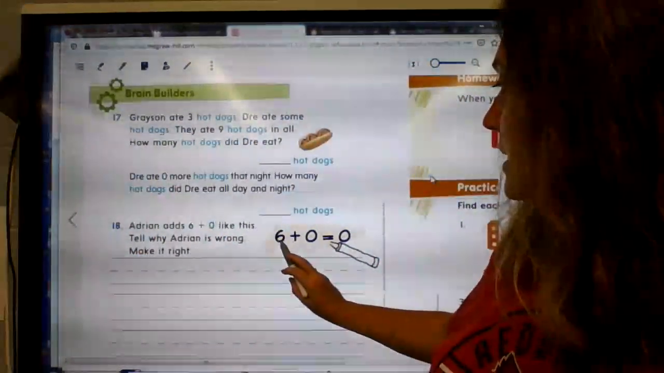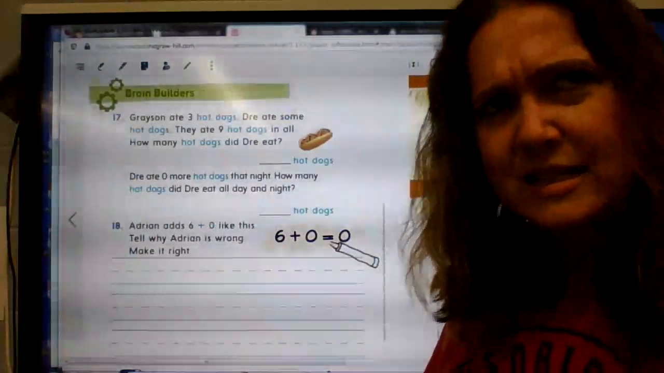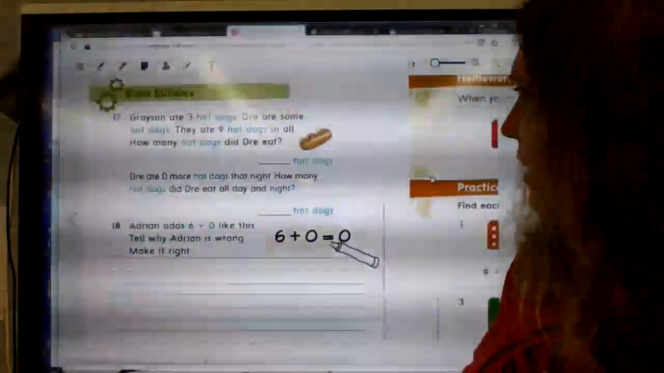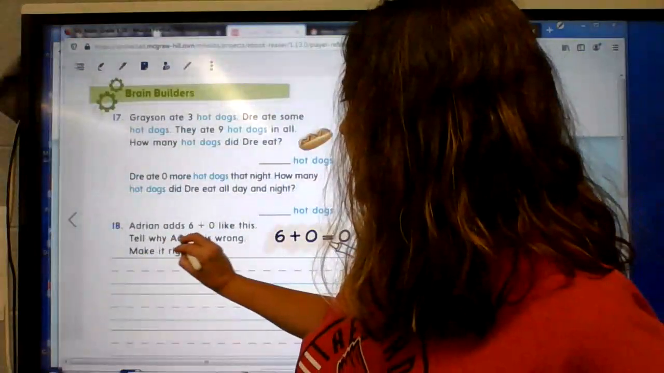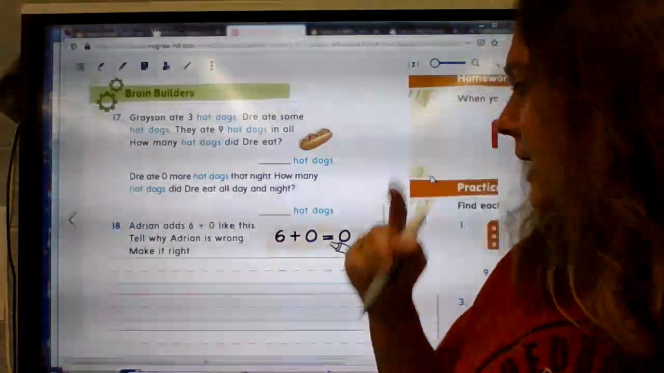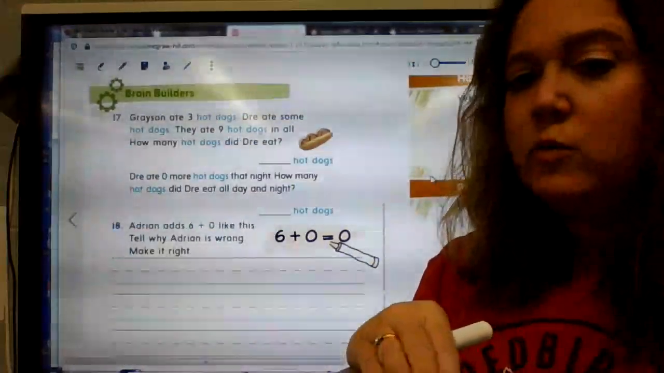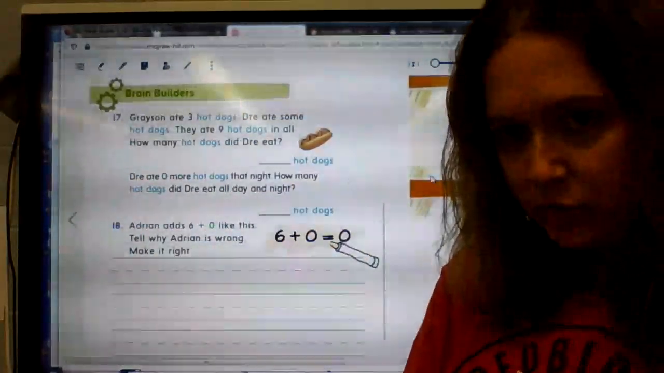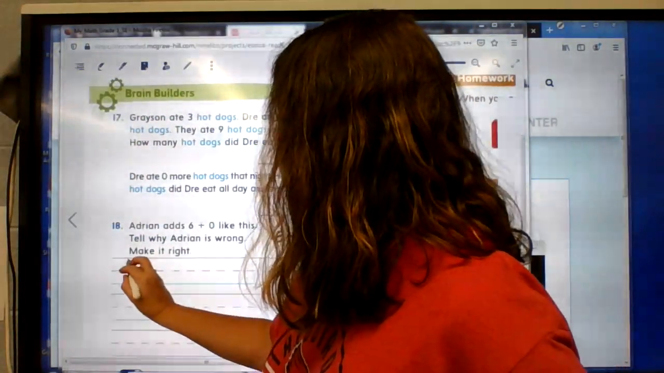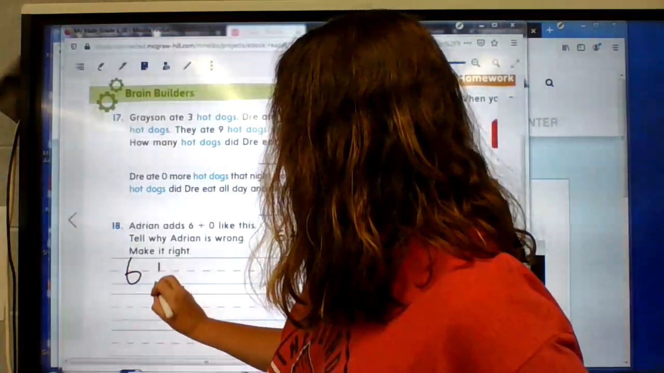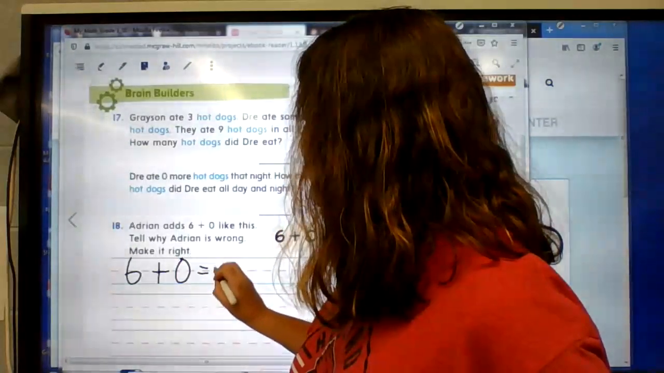Adrian adds 6 plus 0 like this. Look, 6 plus 0 equals 0. Does that seem right? 6 plus 0 equals 0? No, that's not right. Tell why Adrian is wrong. Make it right. Well, we have been learning today, when you add with 0, it's always the other number. What we're going to write is 6 plus 0 equals 6.